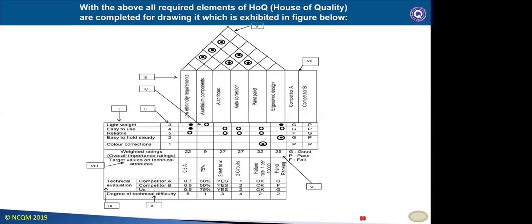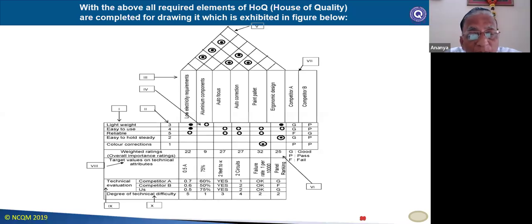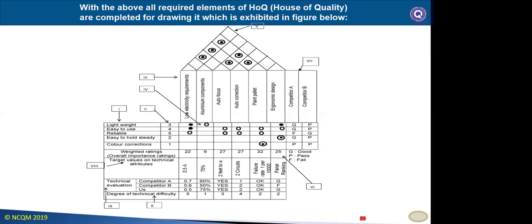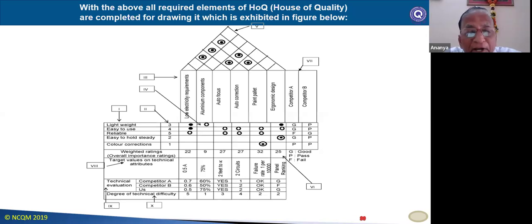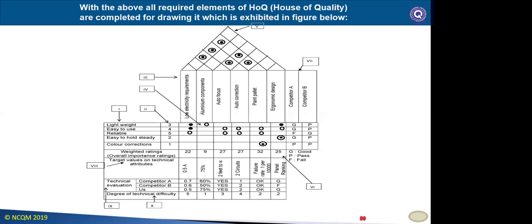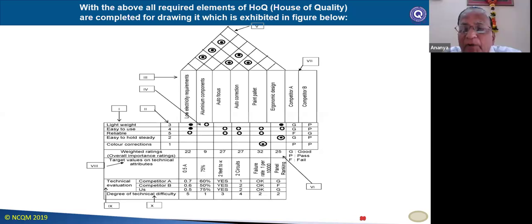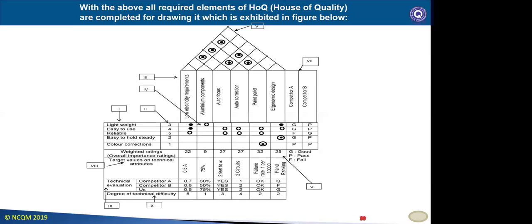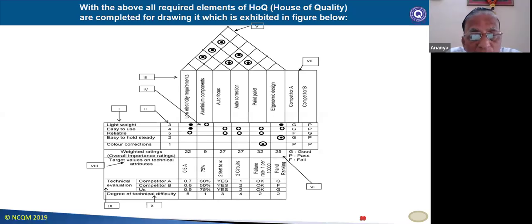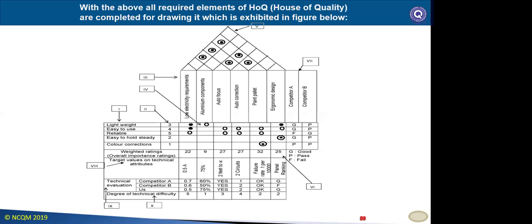Then we come to number 8. We have seen 7 page, now Target value on technical attributes. 0.5 amp is the technical specification. Because of the low electricity requirement, they have decided 0.5 is what it should be. You must get 0.5. That is where the design engineer can use a battery or a 2 battery series or whatever it may be. 0.5 is the requirement. Our camera design will have 0.5 amp.